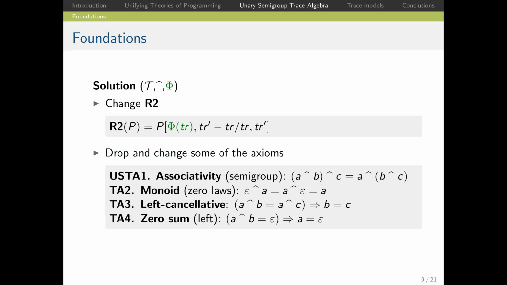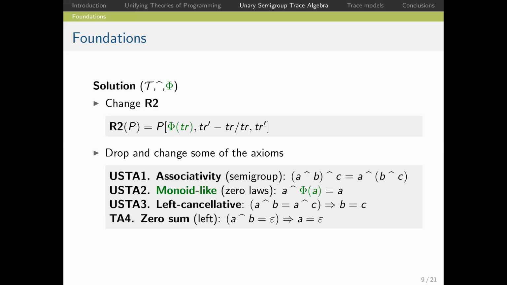So we just rename them to user one to make it clear that we've gone through that particular axiom. TA2, the monoid zero laws, actually what we need to do here is to replace it with just one axiom where we say that if A is concatenated with phi of A, then it's the same thing as A instead of epsilon. We still want it to be left cancelative.